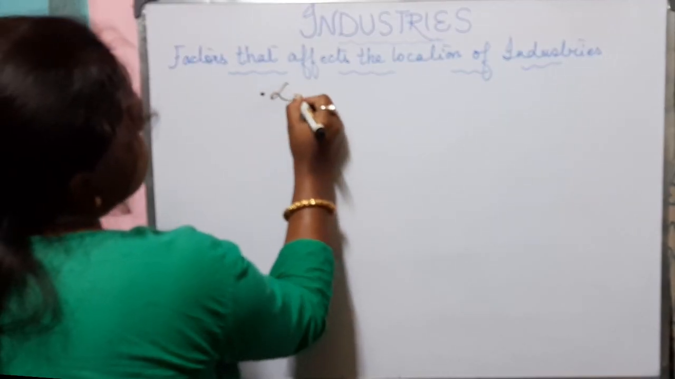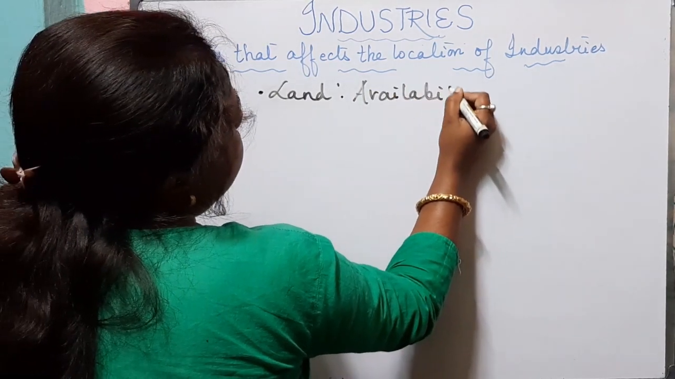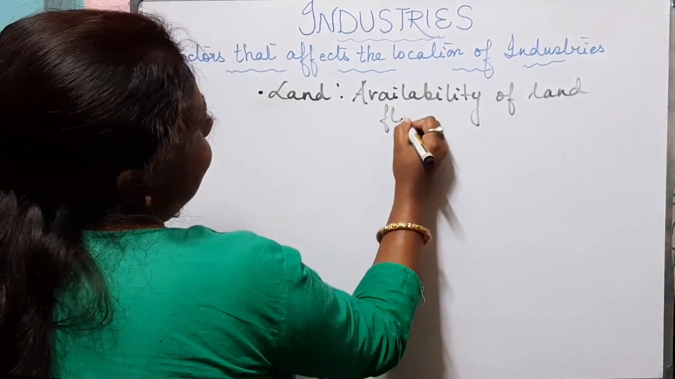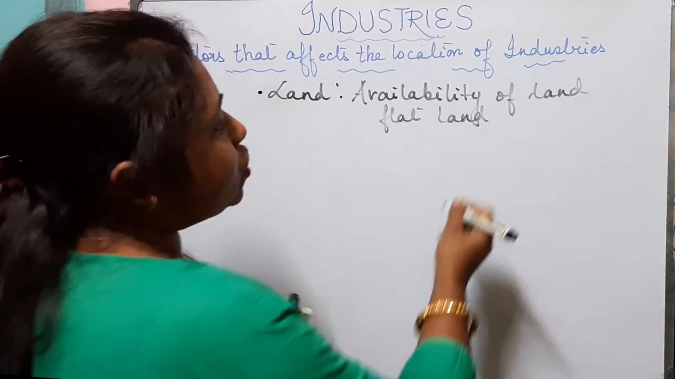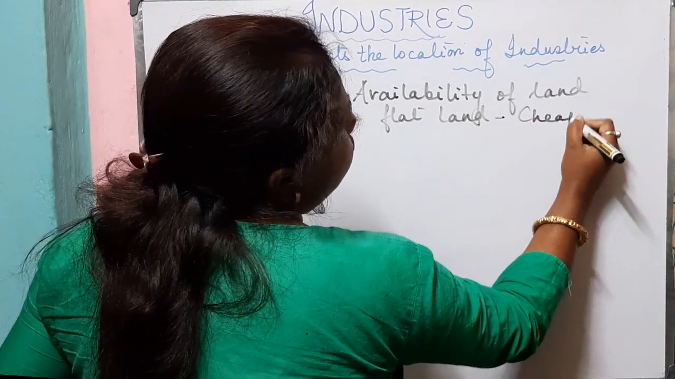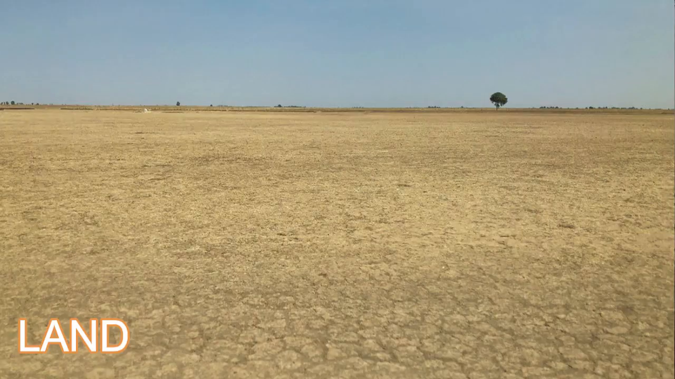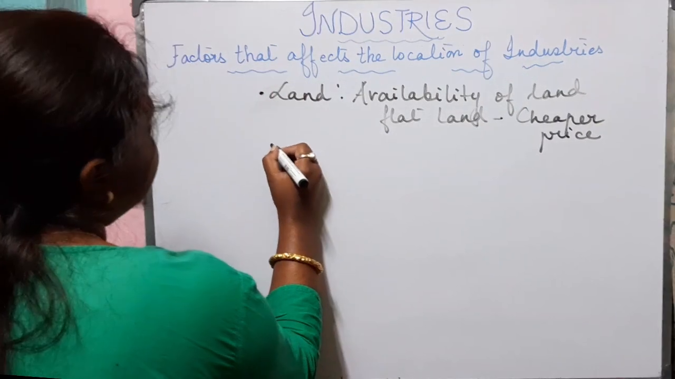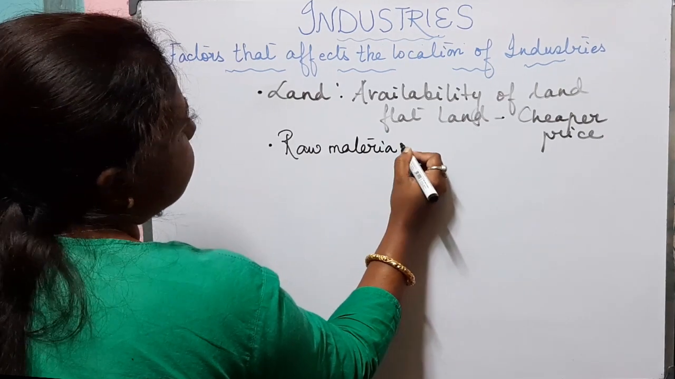So the first factor is land. There should be availability of flat land, which is suitable for the construction of industries at a cheaper price. If the price of the land is cheaper, it is more convenient for the industries to get located in those lands. Now, after land, we need raw materials, because without raw materials, it is not possible for the industry to run.